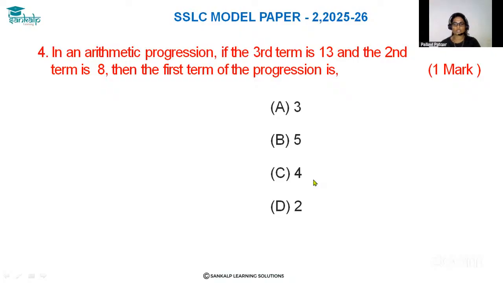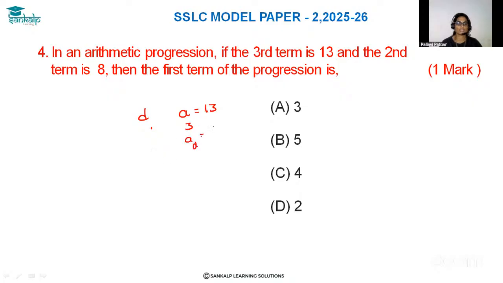So here, in an arithmetic progression, the difference between consecutive terms is constant, known as the common difference. You represent this as d. Here the given third term is 13, so the third term a3 is equal to 13, and the second term a2 is given.